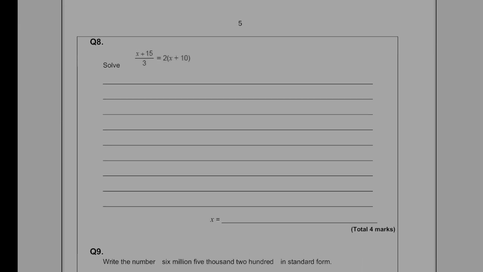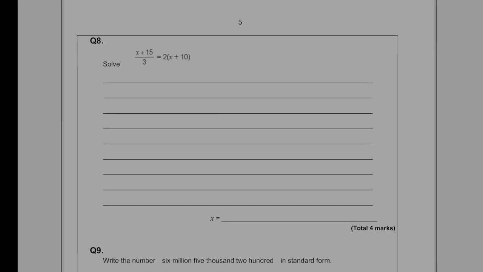Okay, question 8. Solve. So to solve this, I'm going to start by timesing 3 by 3 to get rid of this fraction here. So that's going to give me x plus 15 going to be equal to 6 lots of x plus 10. I'm going to multiply out my brackets, so x plus 15 is going to be equal to 6x plus 60.